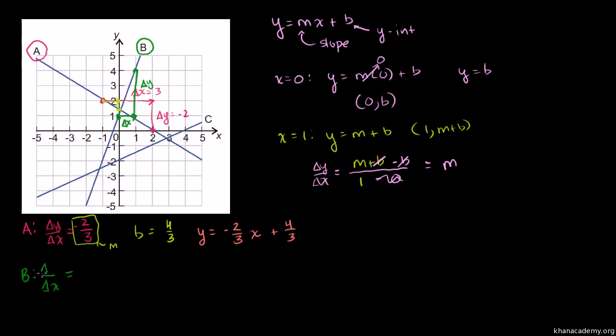So delta y over delta x. When we go to the right, our change in x is 1. Our change in y is positive 3. So our slope is equal to 3. What is our y-intercept? Well, when x is equal to 0, y is equal to 1. So b is equal to 1. So this was a lot easier. Here the equation is y is equal to 3x plus 1.